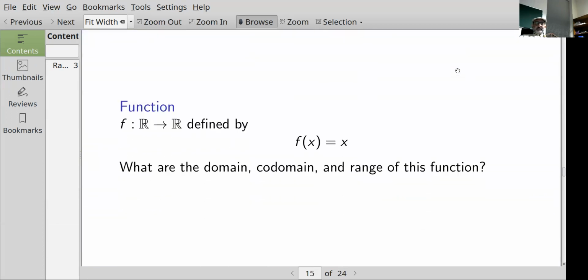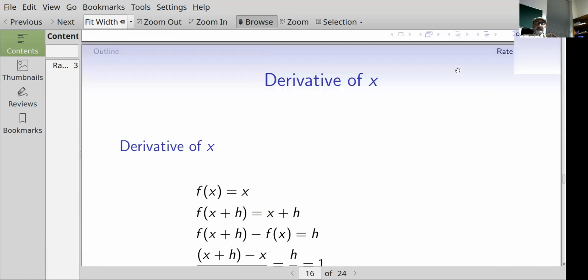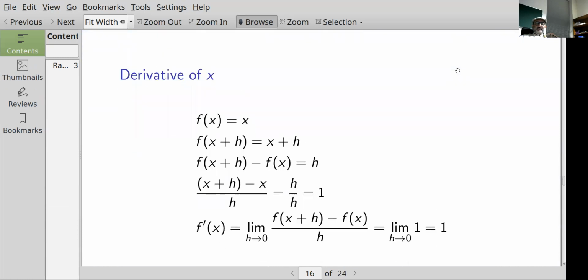Okay, let's calculate the derivative of f. So f maps reals to reals, defined by f of x is equal to x. So the domain is the reals, the codomain is the reals, and the range is all of the reals. Let's calculate the derivative. F of x equals x, then f of x plus h equals x plus h. The difference, f of x plus h minus f of x, is equal to h.